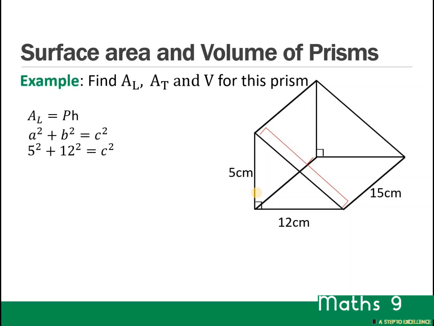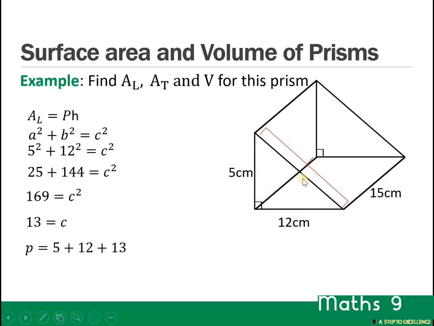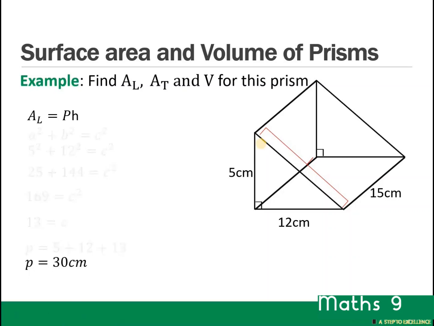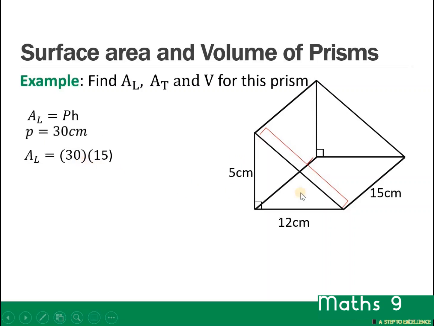So 5 squared plus 12 squared equals c squared. So 25 plus 144 equals c squared. 169 equals c squared. So 13 equals c. So the perimeter is 5 plus 12 plus 13, which is 30 centimeters. Now we can find AL is 30 times the height, which is 15. 30 times 15, which is 450 centimeters squared.